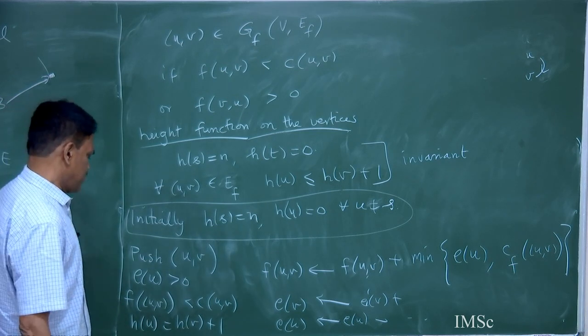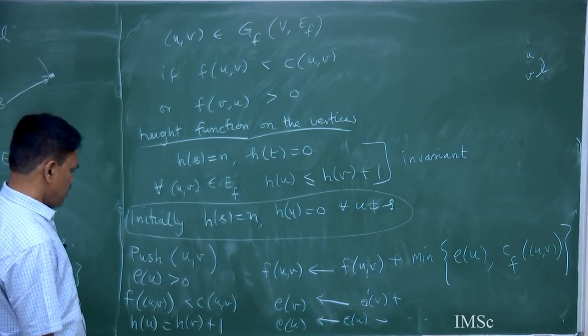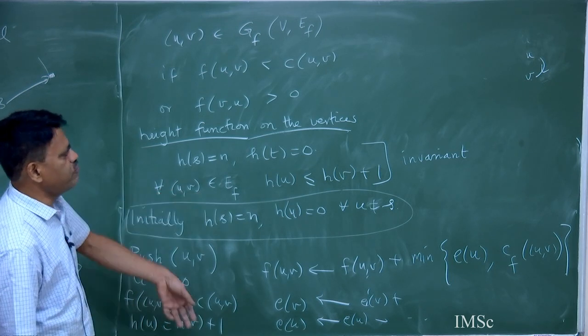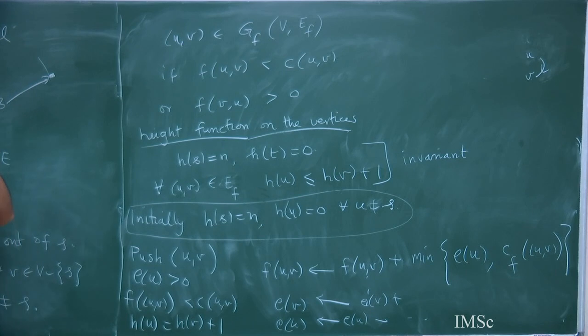But what happens if I have some excess, but for every edge in the residual network, it so happens that the height of U is less than or equal to the height of V. Nothing is one more. What do I do? I increase the height of U. We're almost done with the algorithm. So what is the other operation I'm going to do? Relabel. When does this apply?